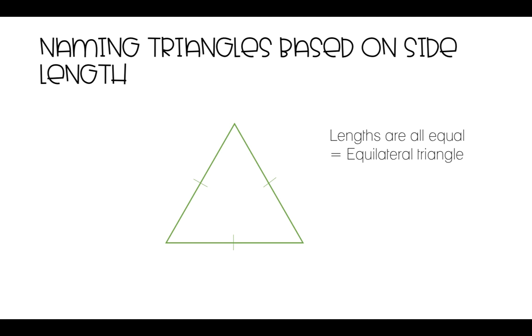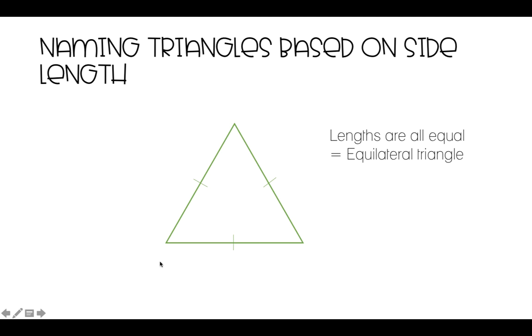Let's recap naming triangles. On your notes, you've got a table with the title Equilateral Triangle. You need to write a description. For this one, the description is that all the lengths are equal, and so we call that an equilateral triangle. Then I want you to use a ruler and draw this triangle.